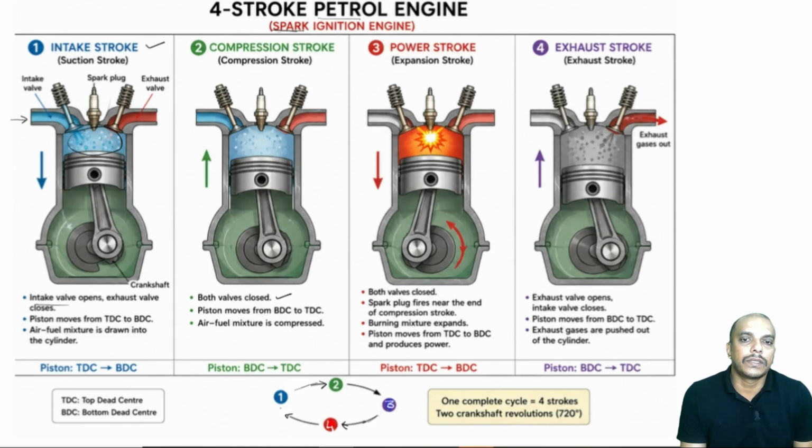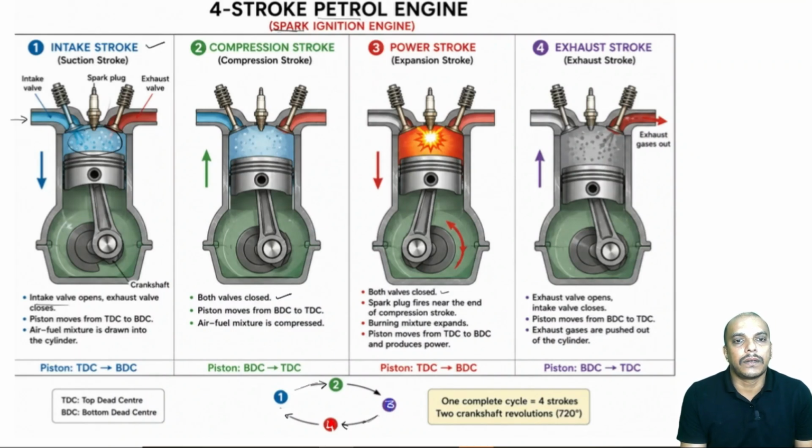Then the power stroke is where both valves are closed and the spark plug ignites this mixture. So, remember we already have the air-fuel mixture which is drawn in, it is compressed, and now we are igniting it by a spark plug. The moment it is ignited, we can see that the burning mixture expands, all right. The combustion products expand, because of which it pushes the piston from top dead center to bottom dead center. So, the piston moves from top dead center to bottom dead center and it produces power. That is what we all wanted.